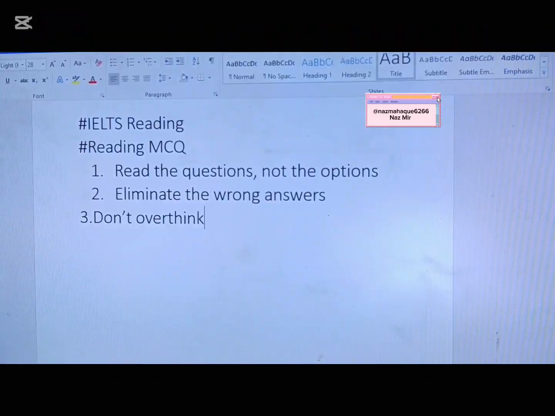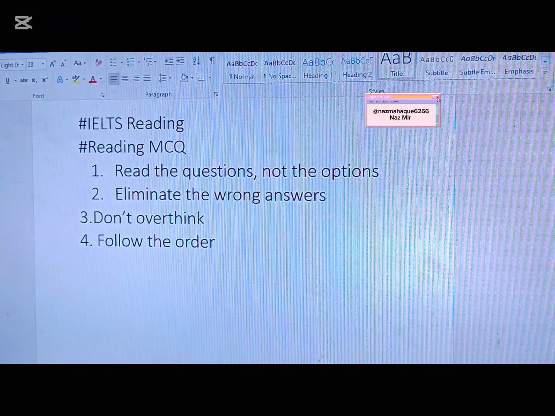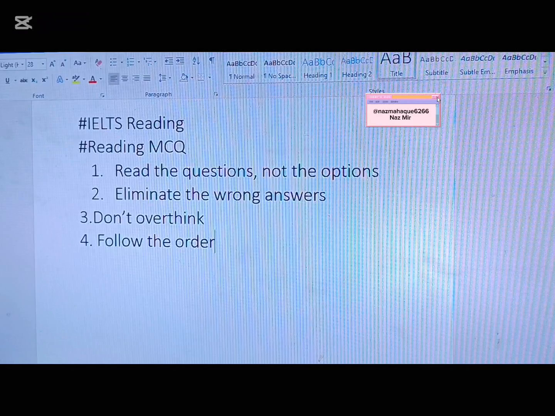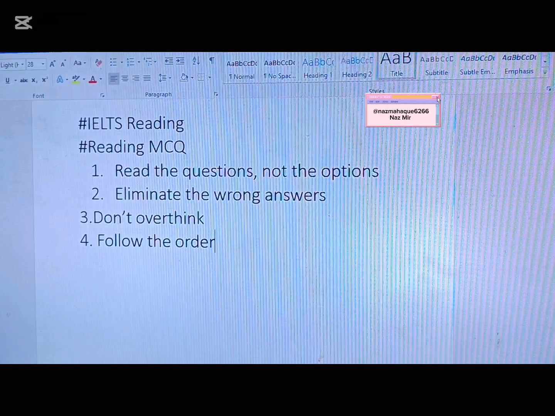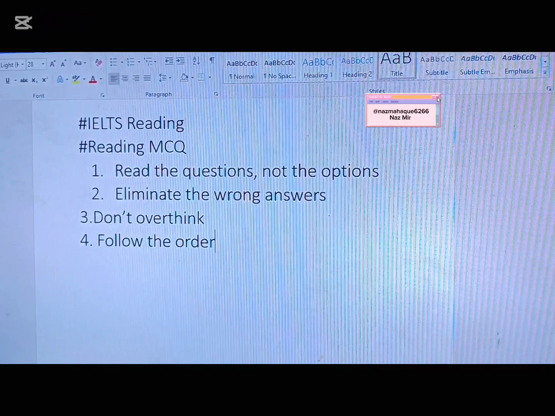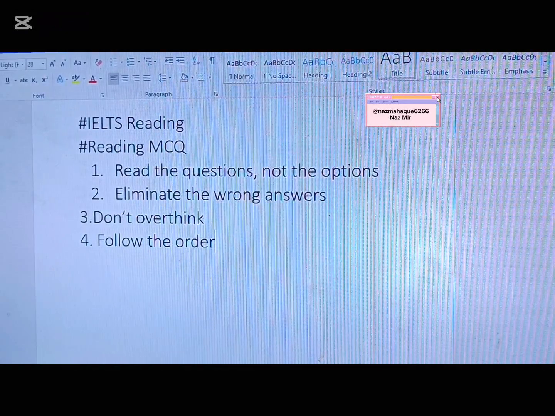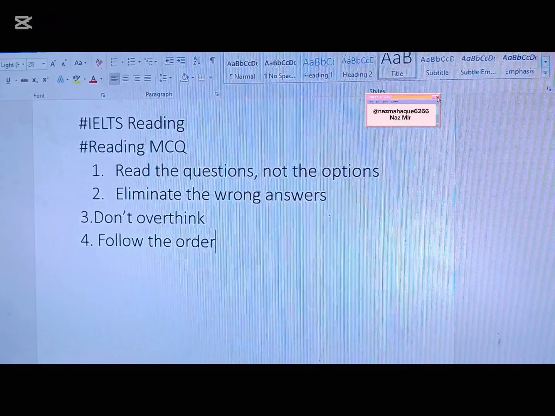The next one that I'm going to talk about is, okay, so they always follow a certain type of order. You have to remember this one. After answering one question, if you find that the answer to that particular question is in the first paragraph, always be very sure that the answer to the next question is going to be in the next line, or maybe in the next paragraph. So always remember this one. I'm going to show you how to do that as well.